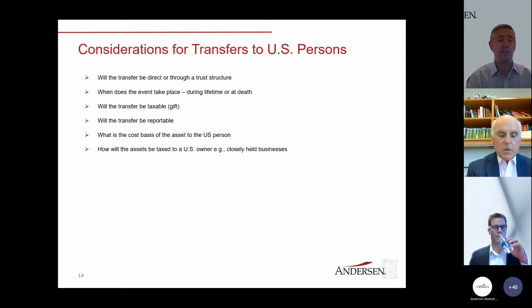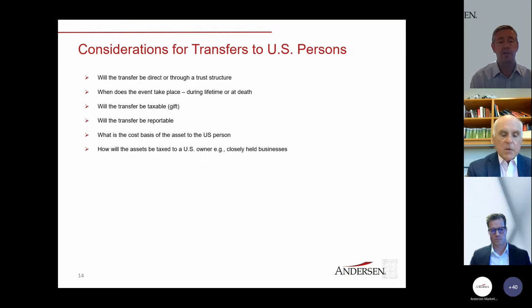Obviously, the first one is, will you be making the transfer directly, whether lifetime or death, to an individual, or will you be doing it through some sort of trust structure? How had you contemplated the structure you had in place? When is the event going to take place? Are you going to do it during lifetime or at death?